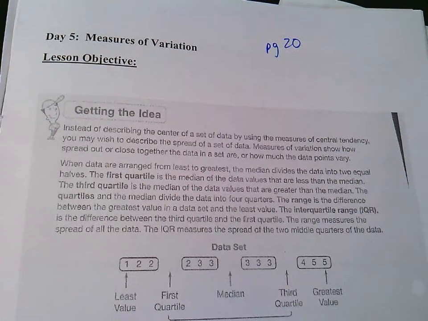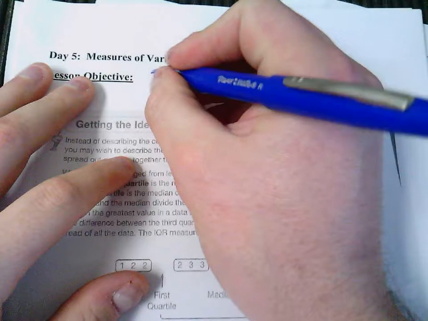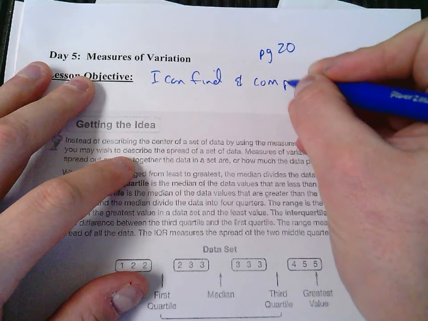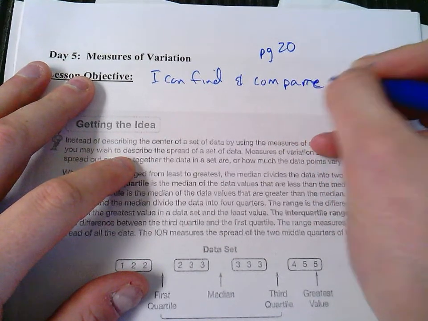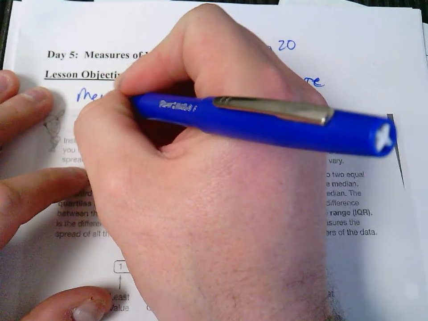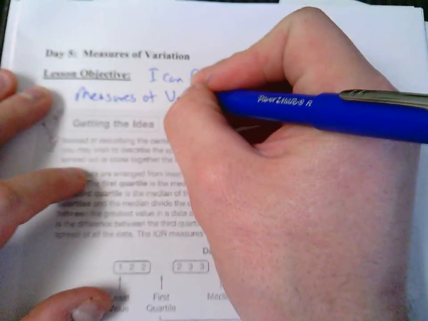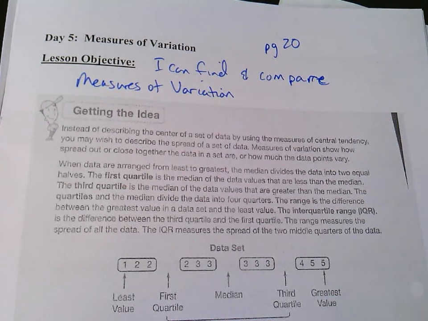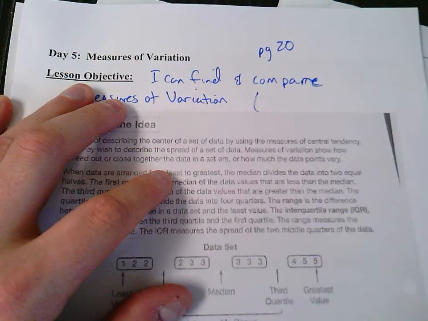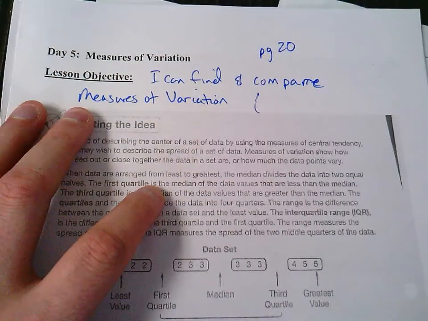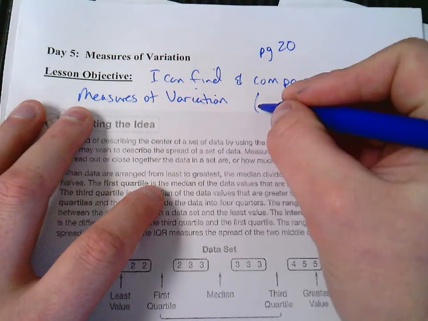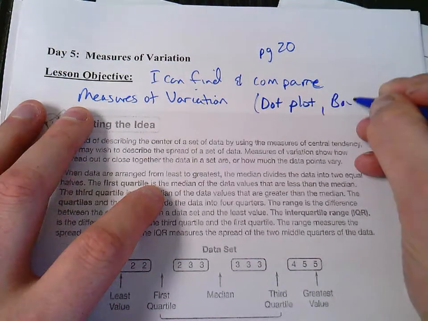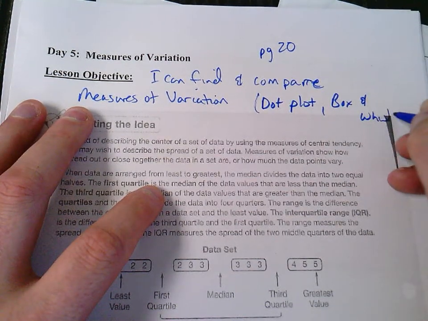Today's lesson objective is I can find and compare measures of variation. Okay, so in getting the idea, we'll talk about what those measures of variation are. And we're going to look at two different organizational displays that we can use. One of them you're familiar with, the dot plot. Another one is called a box and whisker plot. All right, so getting the idea.